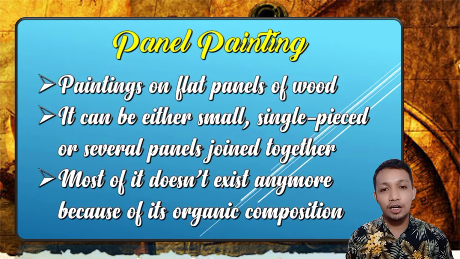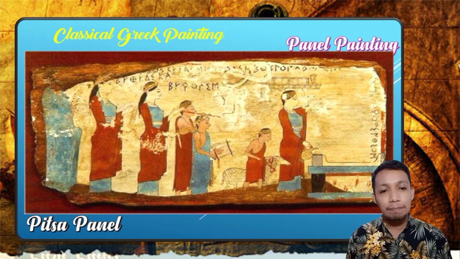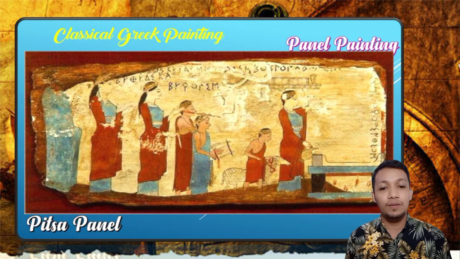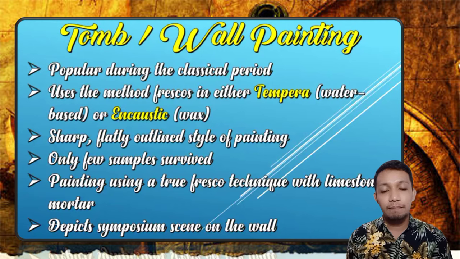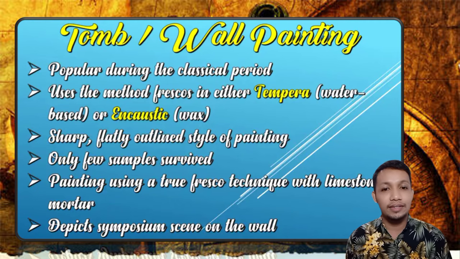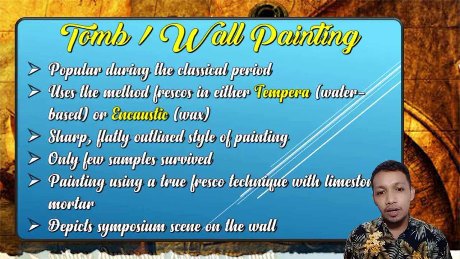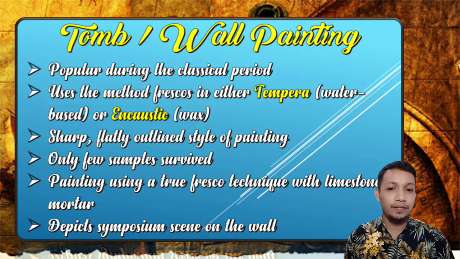Here are examples of classical Greek paintings in panel. The first one is the Pinax panel, which is the very first panel painting of the Greeks. And aside from vase and panel painting, we also have tomb or wall paintings. These were popular during the classical period.